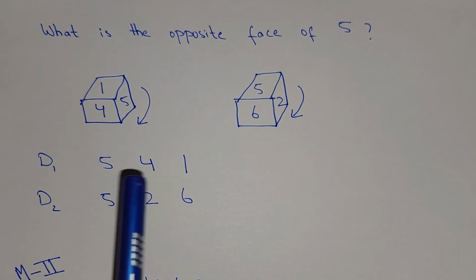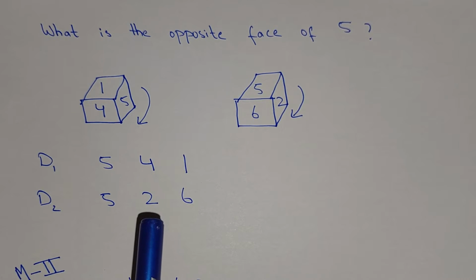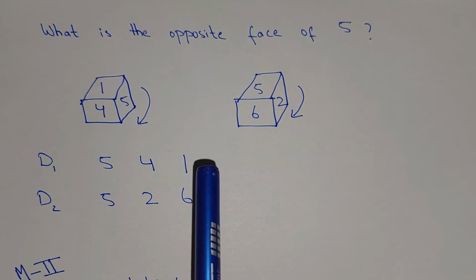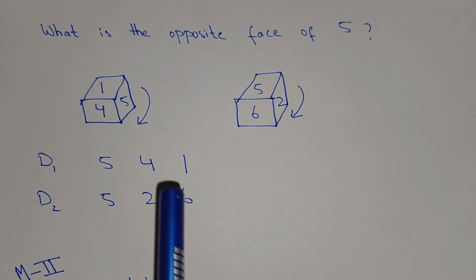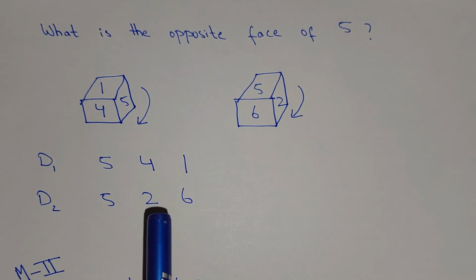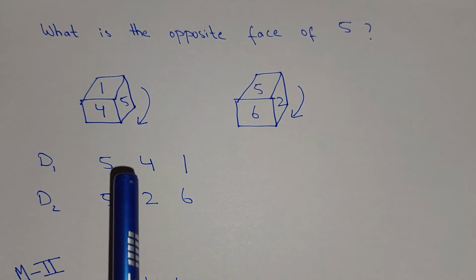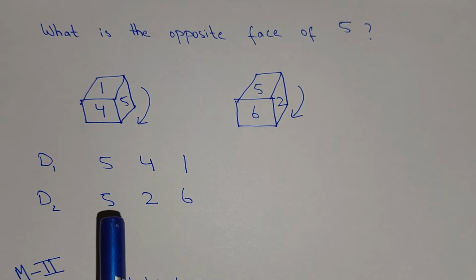Now here we have 5, 4, 1 and 5, 2, 6. It means 1 is opposite to number 6, number 4 is opposite to number 2, number 5 is opposite to number 3 because number 3 is left. So it means that number 3 is the answer.